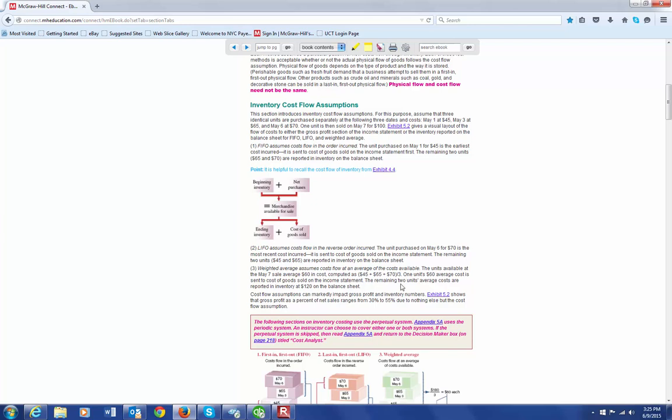So you can see here that your cost flow assumptions are going to have a major impact on your gross profit and on your inventory cost. So you have to know which of these your company is using, and you have to apply it consistently.